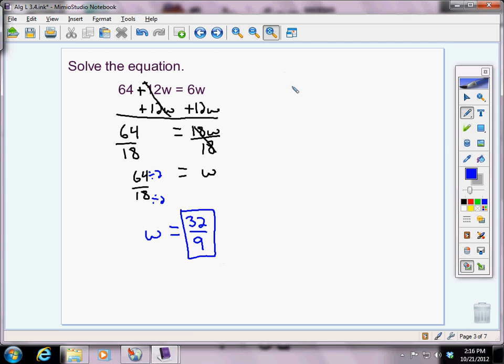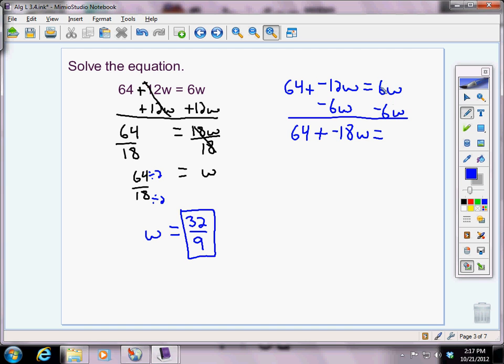And then real quick, I just want to show you guys, I'm going to rewrite this problem, 64 plus a negative 12w equals 6w. I just want to make you aware of what would happen if you chose to get rid of the 6w's on this side. You can definitely do that by thinking of it as negative 6w or minus 6w. You bring down your 64 plus negative 12 plus negative 6 is a negative 18 w's. Now over here, notice they cancel out.